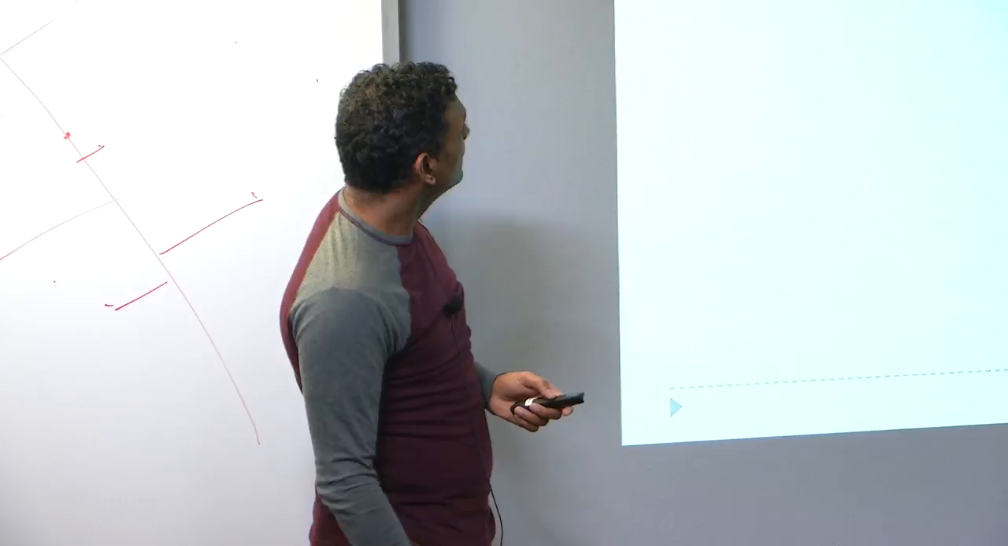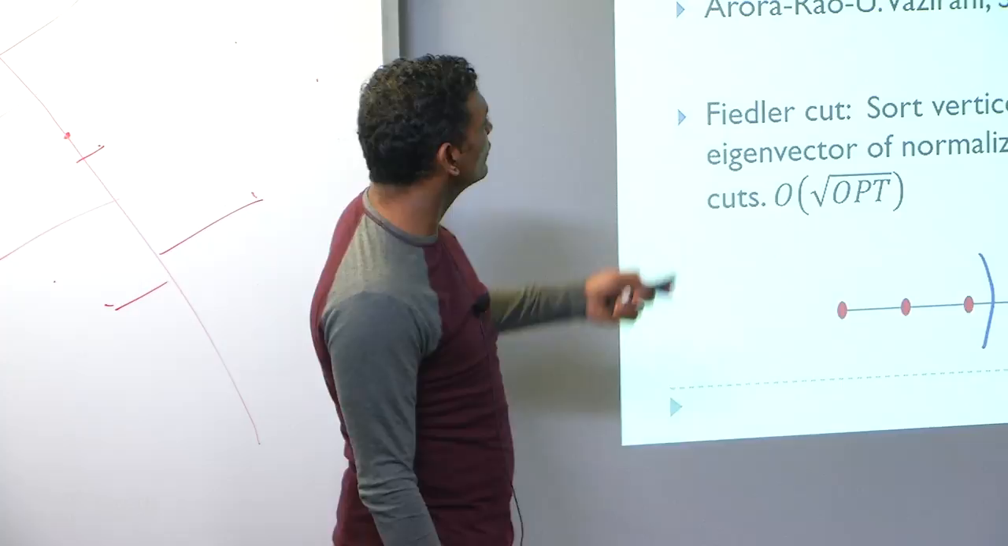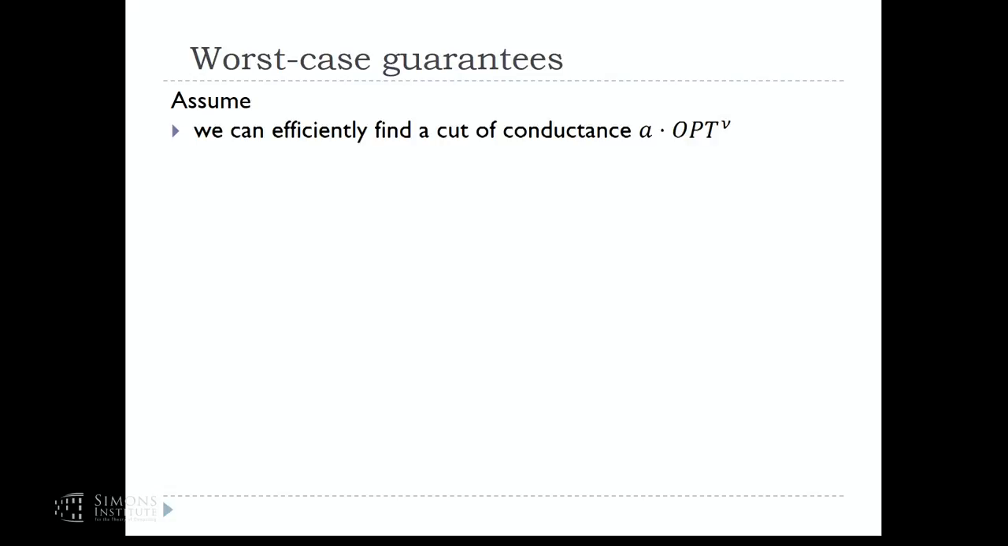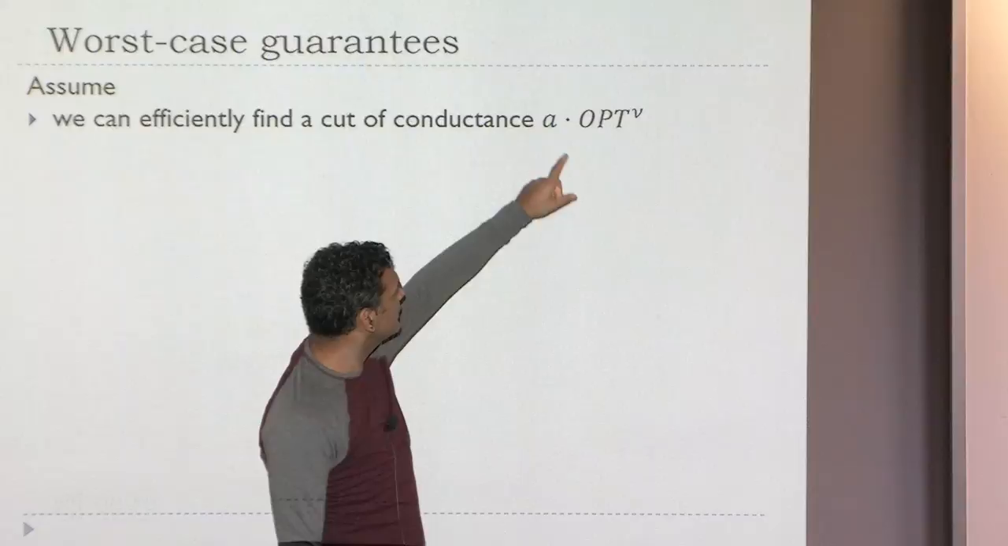Now, assuming such a cutting procedure, this or any of these, what good is it for this? You're repeatedly cutting, right? Not just once. You're going to recursively cut. You'd like a guarantee for the end result of clustering, not just the cut. That was the original problem. So suppose we had a cutting algorithm that each time, instead of giving you the best cut, gave you some constant times the cut to some power. It's just a general way of writing it.